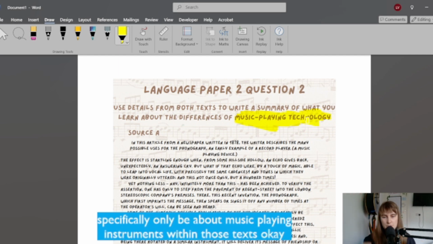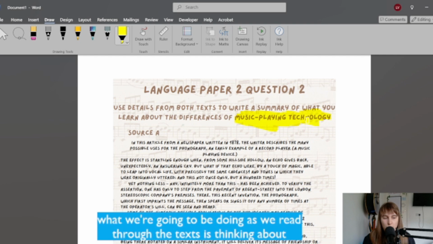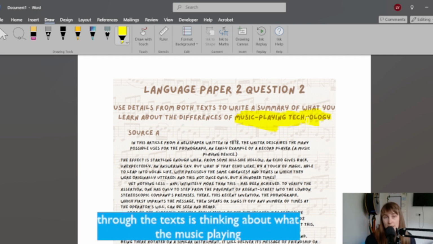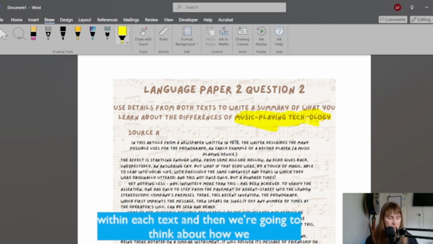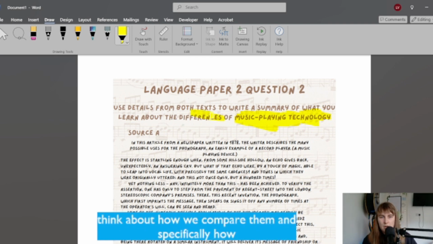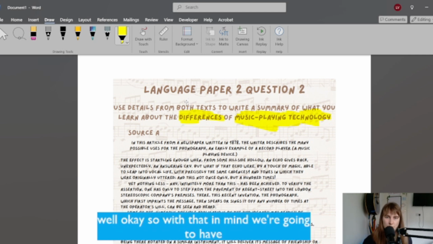Okay, so what we're going to be doing as we read through the texts is thinking about what the music playing technology is like within each text, and then we're going to think about how we compare them and specifically how we can highlight the differences between them and explain those well. Okay, so with that in mind, we're going to have a look at the first source.